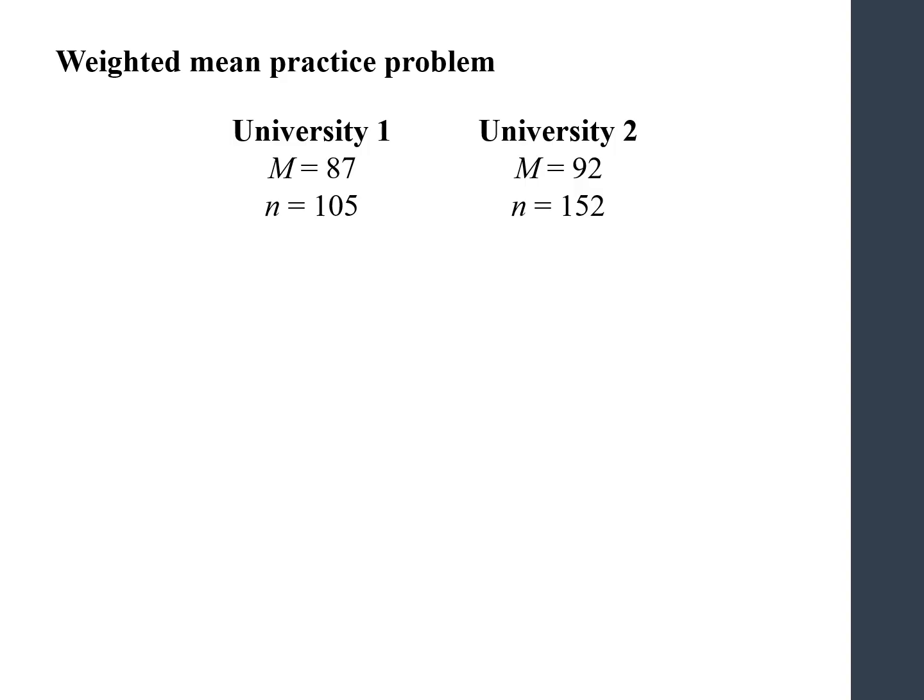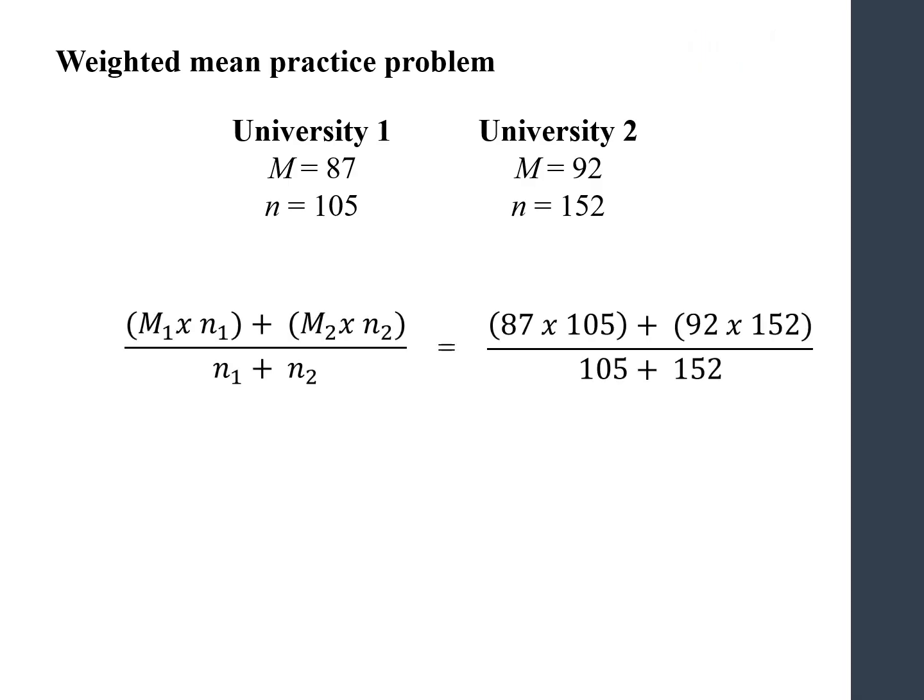Here's a weighted mean practice problem. We have two universities with means and Ns. Feel free to pause here if you would like to solve it on your own. Okay, so taking that equation, our M1 and N1 are the numbers from University 1, and our M2 and N2 are the numbers from University 2. We multiply the numbers, remember to solve anything in parentheses first, and then add them together, and we add the sample sizes in the denominator.